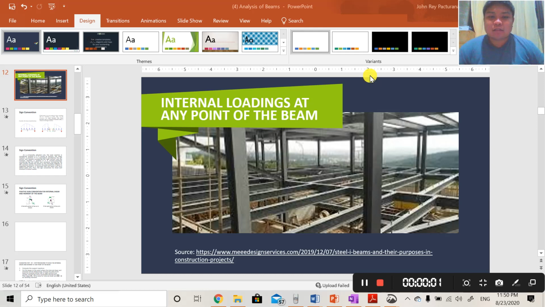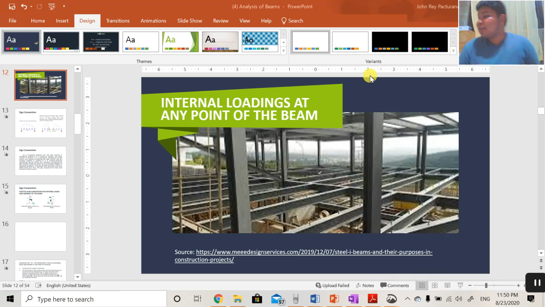Hi class! So ngayon, ang next topic na natin is about the internal loadings at any point of the beam. So actually class, this topic is the introductory part para sa shear and moment function and the shear and moment equation. Kasi, I assume sa inyo, ang pinakahinihintay nyo yatang part na lesson ko dito is the shear and moment function or yung shear and moment diagram.